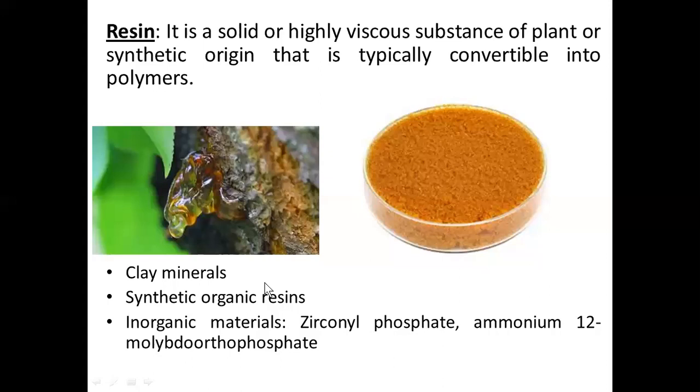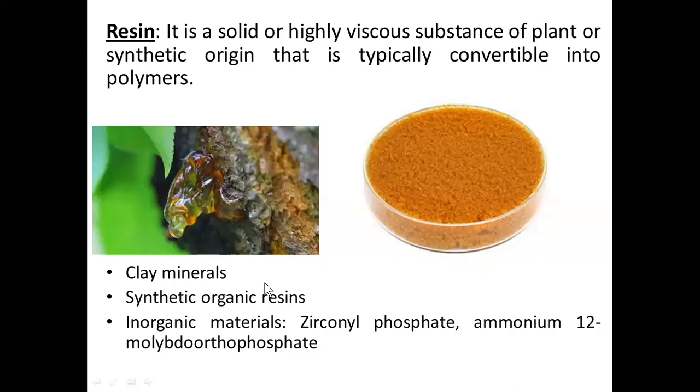Some synthetic organic resins are also available in the market. Most commonly, these synthetic organic resins are widely used to perform ion exchange chromatographic separation. Similarly, some inorganic materials can also be used as resins, mainly zirconyl phosphate and ammonium 12-molybdophosphate. These molecules have bulky fixed cationic or anionic groups with free ions that are able to move. Therefore, these compounds can be used as resins.